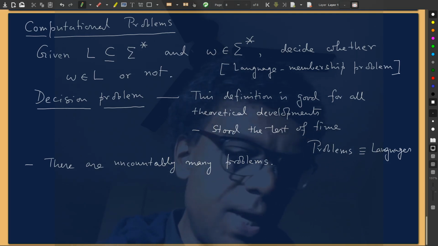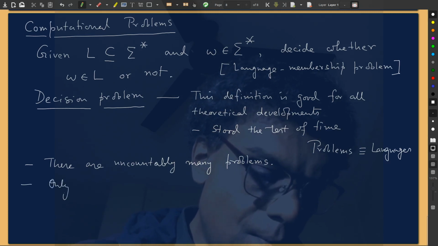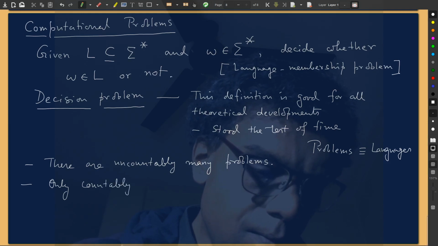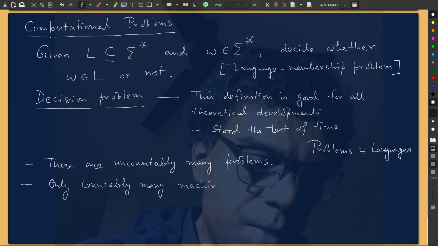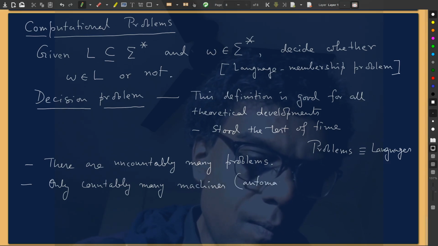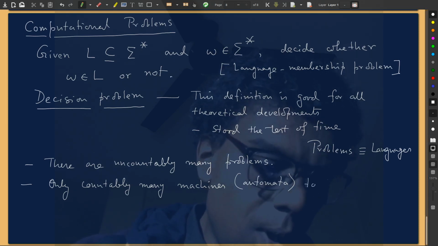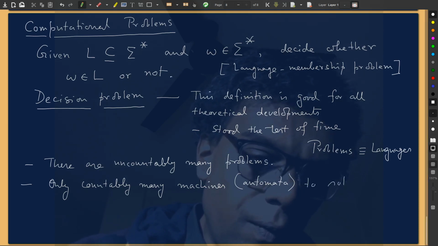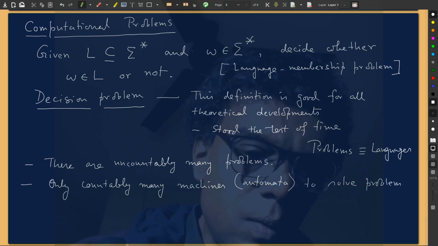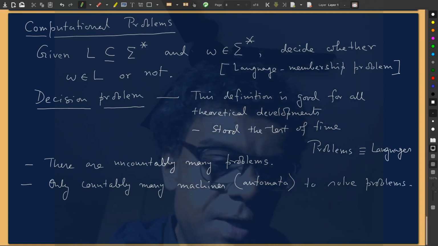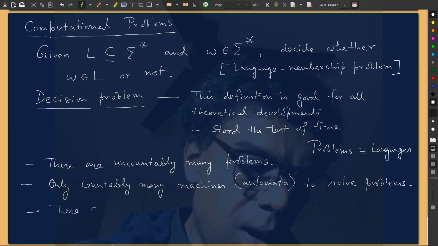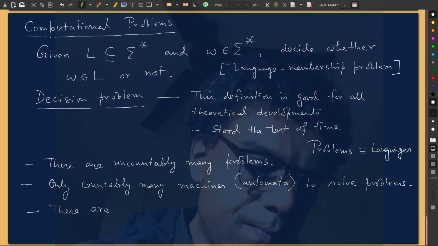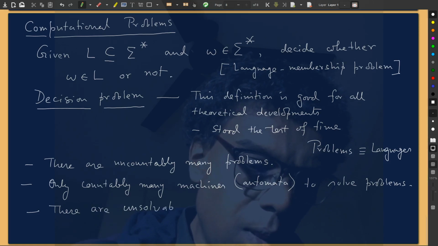But whatever way we specify a problem, using a machine or in English or whatever way, we can have only countably many finite descriptions, which includes machines. We will not call them machines; we will soon call them automata, to solve problems. Okay, because we can have only countably many machines with finite descriptions. So that implies there are many, in fact uncountably many, unsolvable problems.